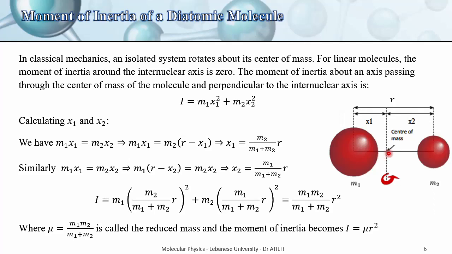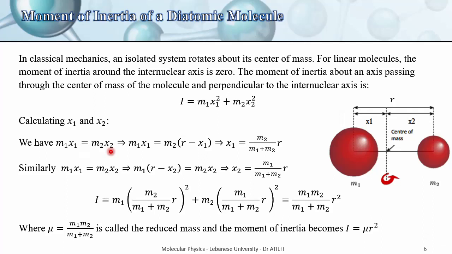Now let's try to calculate x1 and x2. Let r be the distance between the two atoms forming the molecule, so r is the internuclear distance. x1 is the distance of the first atom and x2 is the distance of the second atom from the axis of rotation. First, because x1 and x2 are the distances from the center of mass, we have m1x1 equals m2x2. Where does this formula come from?